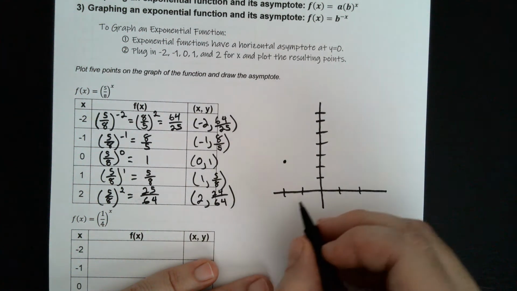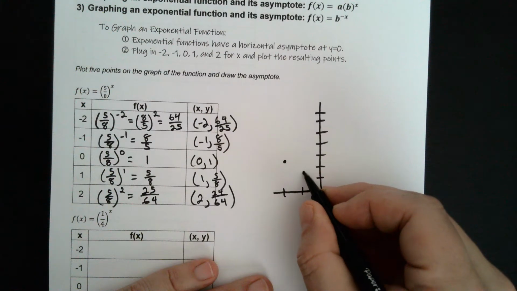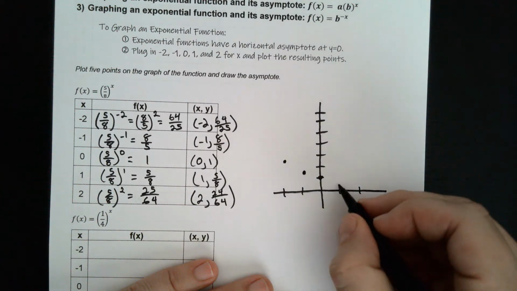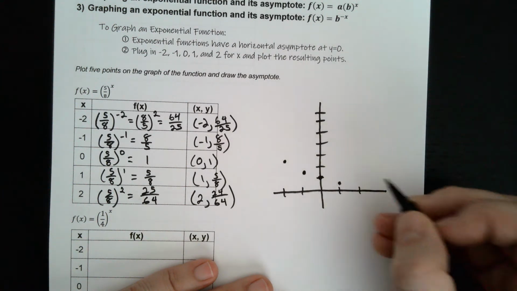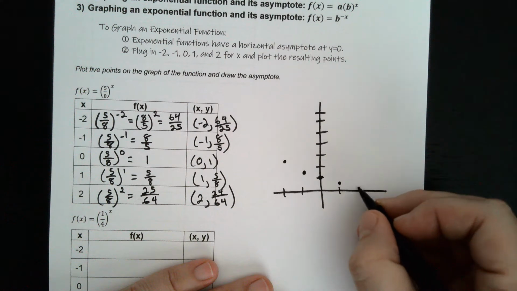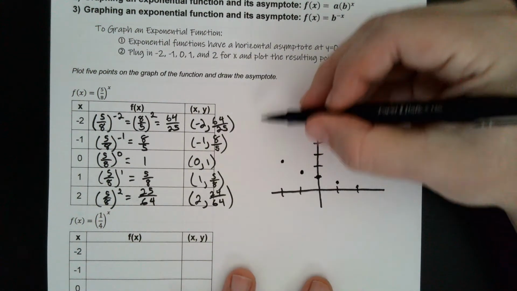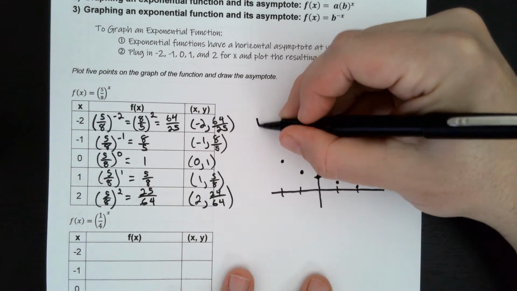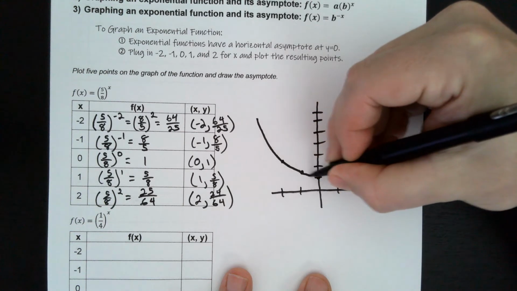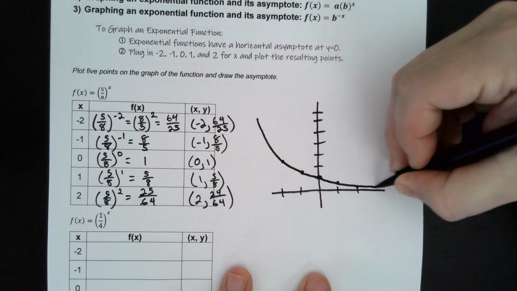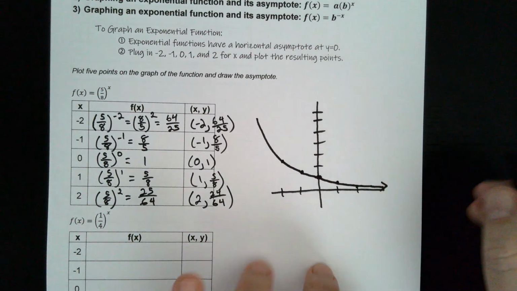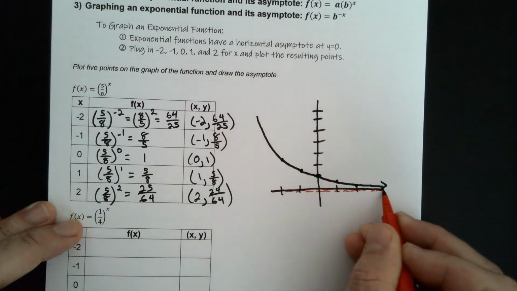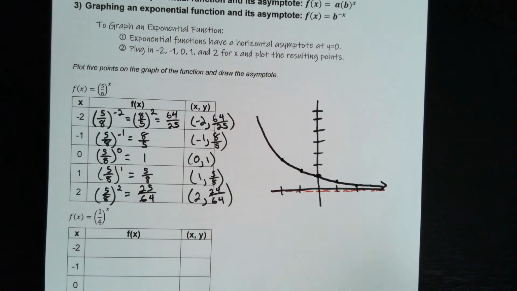And then -1, 8 over 5, that's about 1.5. So that one goes about right there at -1. 0, 1 is here. 1, 5/8 is here. And then 2, 25 over 64 is here. So kind of a slower moving one because it is less than 1, right? So it's kind of doing this, looks like. Okay, so there's the graph of that. And we know that the asymptote is going to be right there on y is equal to 0.